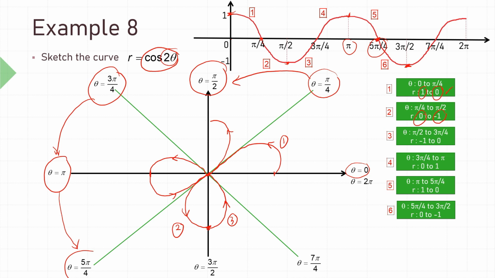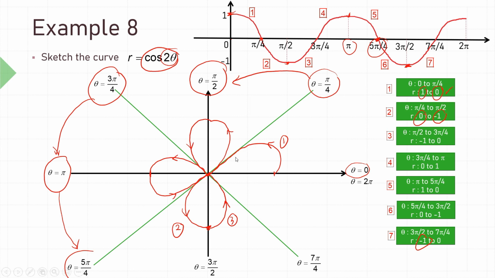Next, the 7th part is from 3 pi over 2 until 7 pi over 4. Here 3 pi over 2 should be over here, but it starts from -1, and -1 is the opposite one, from here. So from that region it goes to 0, something like that.